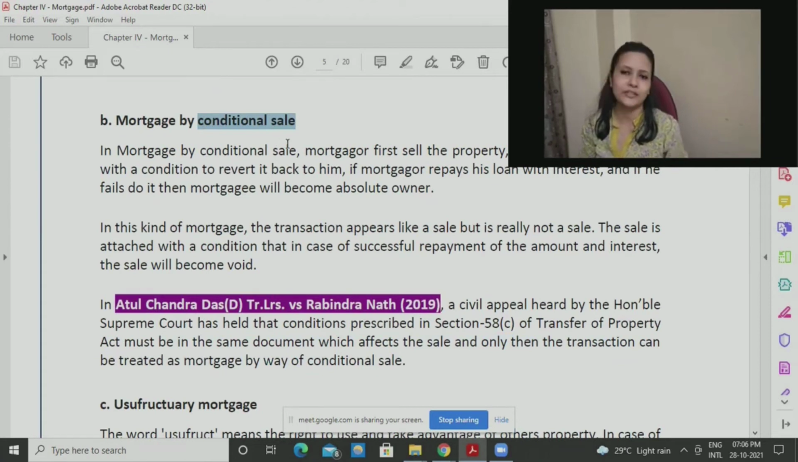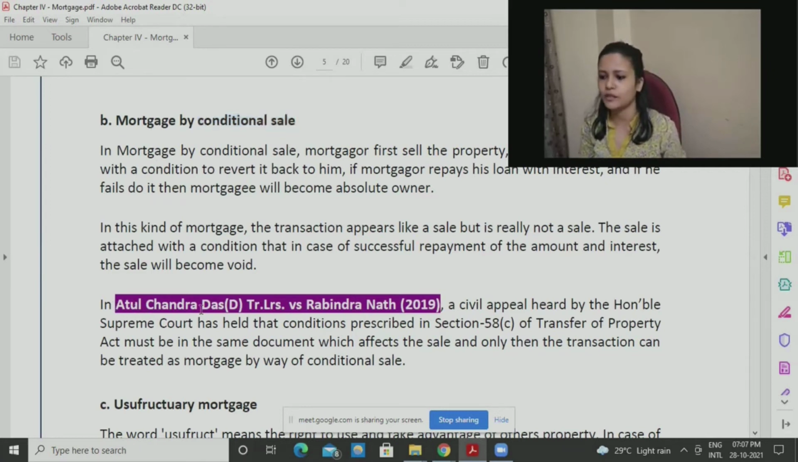They are mentioning the condition also, that for now it's as if I'm selling it to the person, but then this condition is imposed. If I'm able to repay the loan amount plus interest on time, this transaction will be cancelled out. The property will again come back to me. So that thing will be mentioned in the same document.